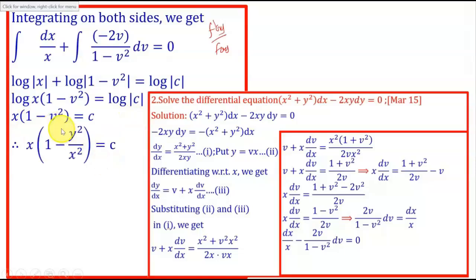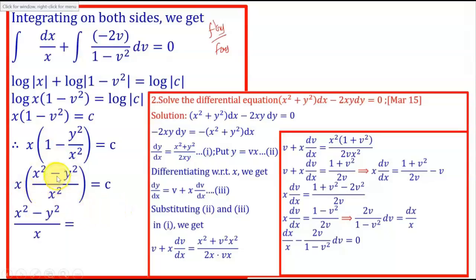Resubstitute the value of v, which is y upon x, and then simplify. That is x into (1 minus y square upon x square) is equal to c. Then you will have (x square minus y square) upon x is equal to c, and next x square minus y square is equal to cx, and this is the required solution. x square minus y square is equal to cx.